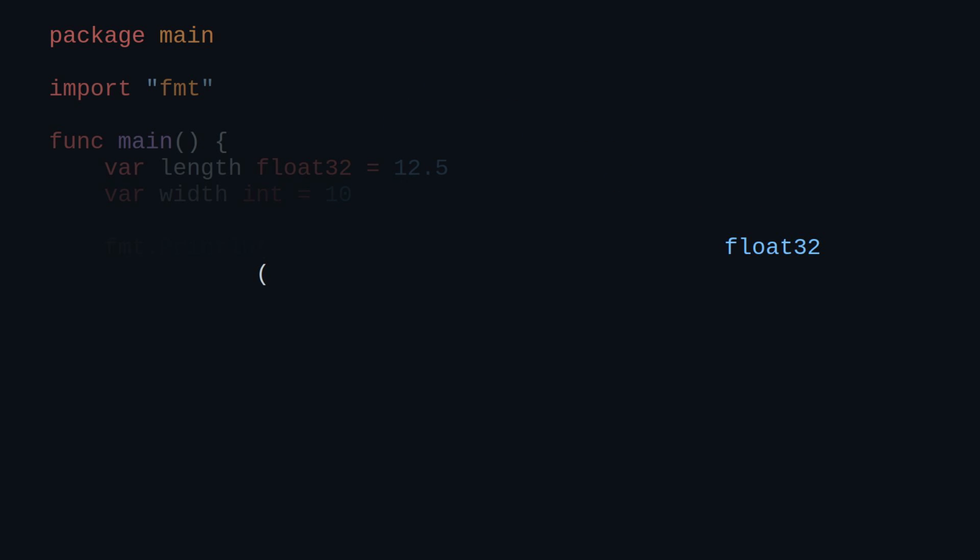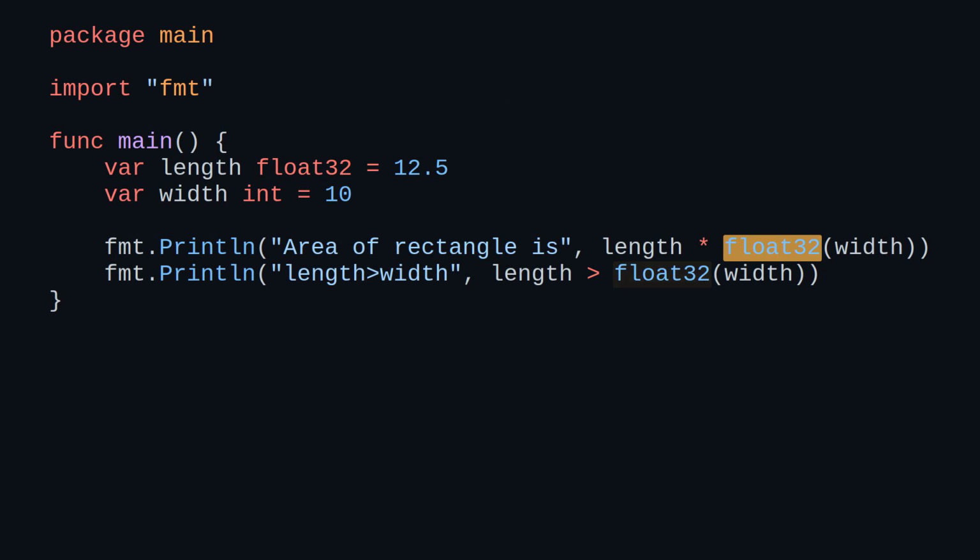Now that we've converted the width to a float32, the operations between length and width will work without any issues. We can successfully calculate the area of the rectangle and compare the values without running into type mismatch problems.